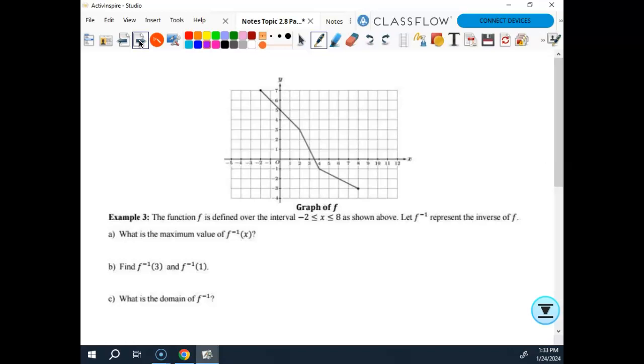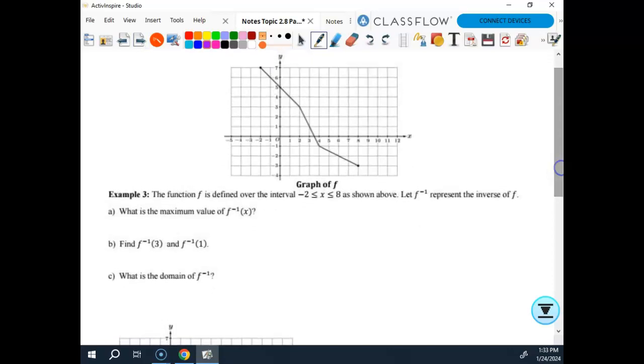All right, so the function f is defined over the interval from -2 to 8, which I can see. Sometimes what they're telling you is stuff that they have given you. That doesn't mean don't read the question, okay? As shown above. And this is the graph of f. So I'm going to put a big F here so I know it's f and not f inverse. But then it says let f inverse represent the inverse of f. So that's nice. It's not an f and g thing. It is f and f inverse. But this is the graph of f. And we're not going to graph f inverse, right? We're going to think through how to figure these things out.